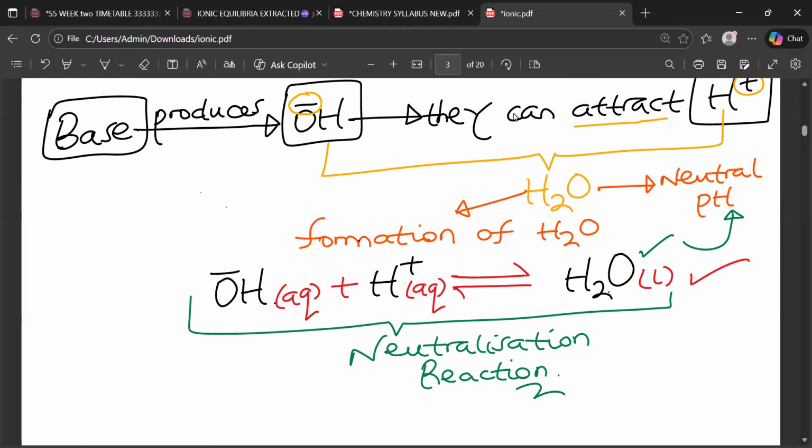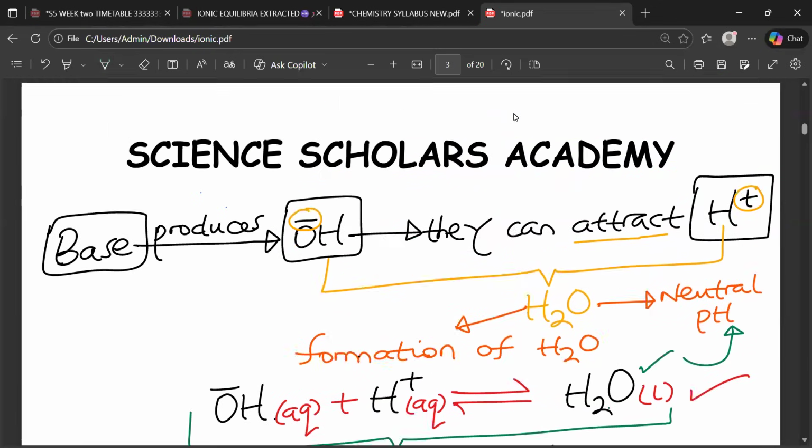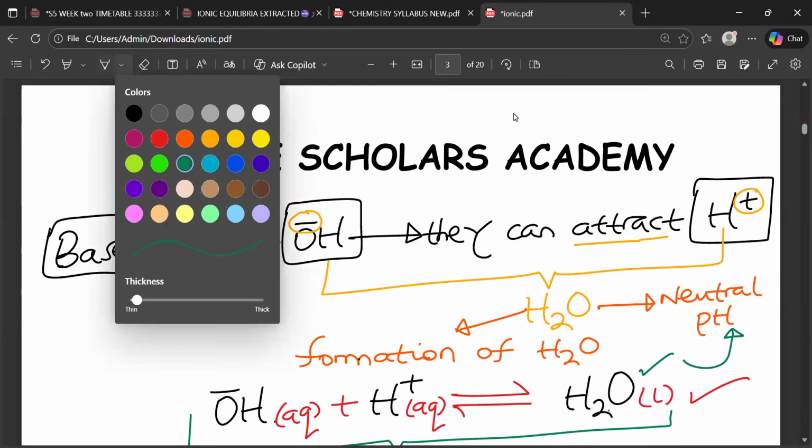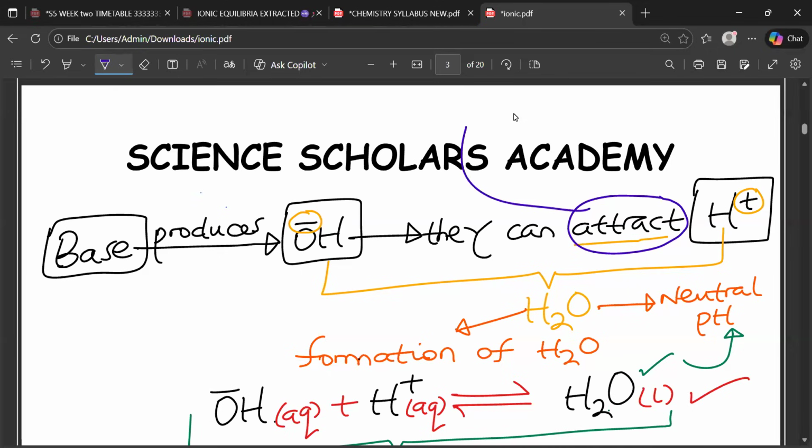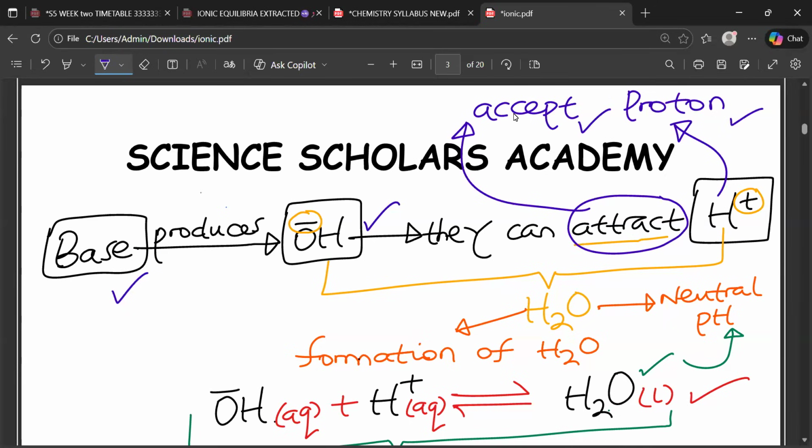Okay, now I want you to listen. Instead of saying the word attract, I can say accept. And instead of the H plus, I can say proton. Get the point? So I can literally say that the hydroxide ion from the base can accept the proton from the acid. And that's what will make these bases proton acceptors.